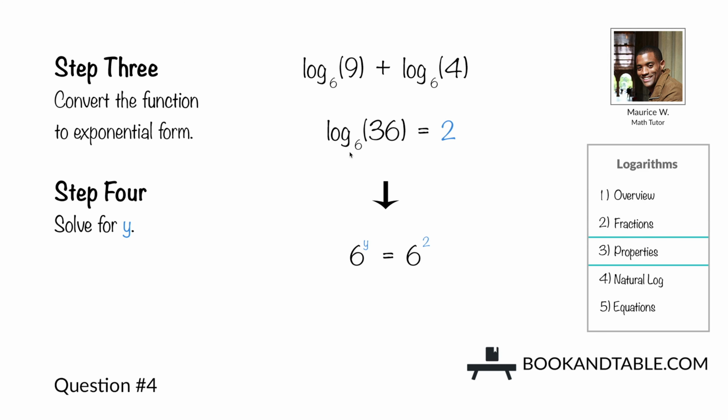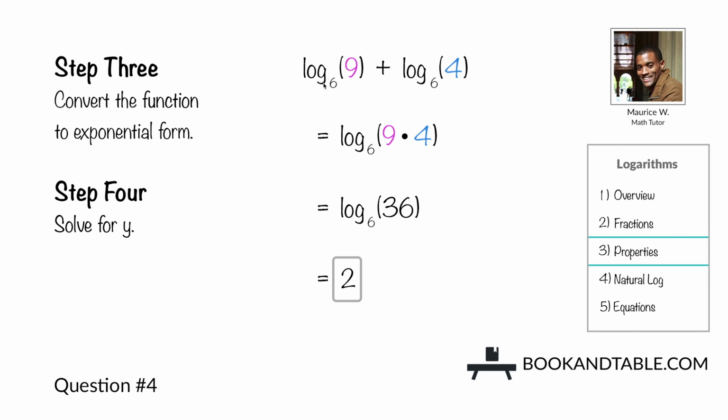And if log of base 6 of 36 is equal to 2, that shows us that the log of base 6 of 9 plus the log of base 6 of 4, which is equal to the log of base 6 of 36, is equal to 2.